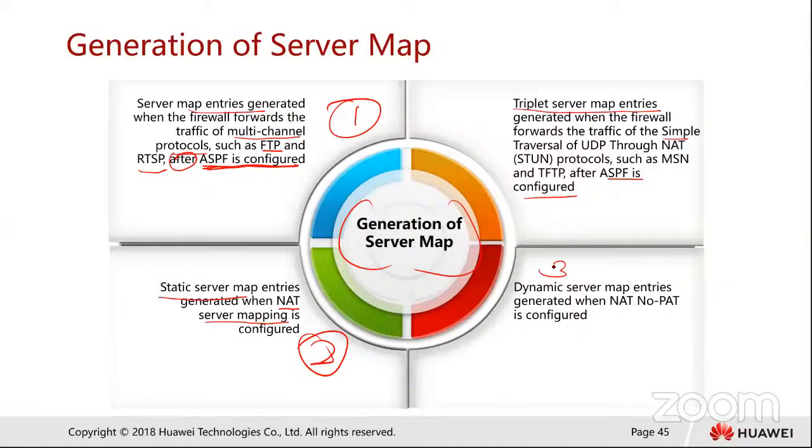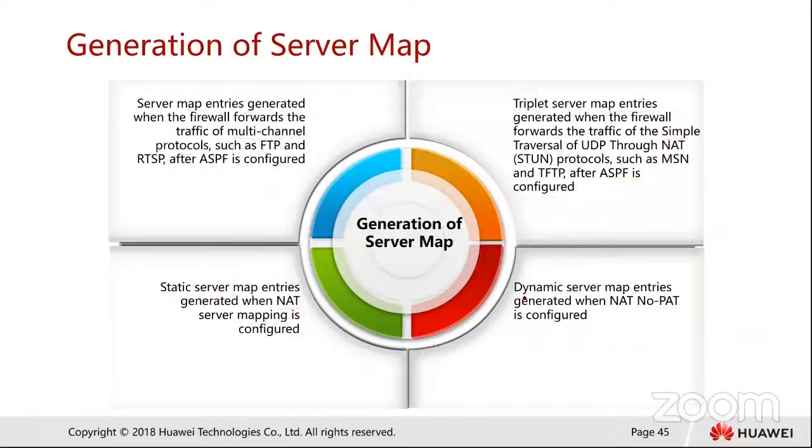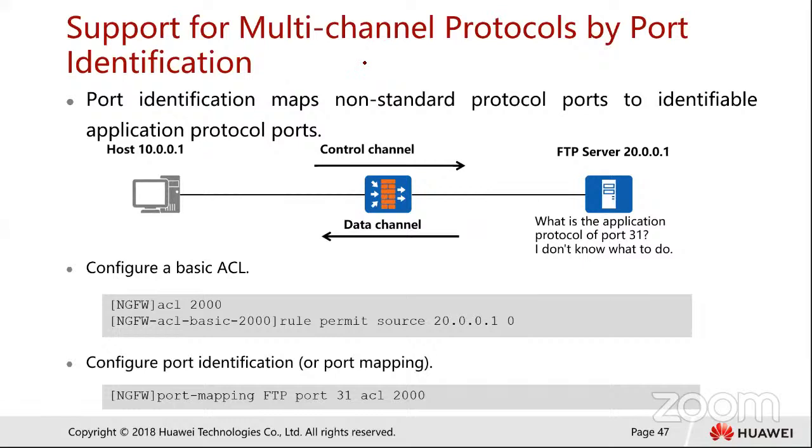Then the fourth way of generating these entries: the dynamic server map entries are generated when NAT no-PAT is configured. We shall be looking at NAT, so we shall be understanding what network address translation means. Then support of multi-channel by port identification. We can also use port identification to map non-standard protocol ports to identify the application control ports.